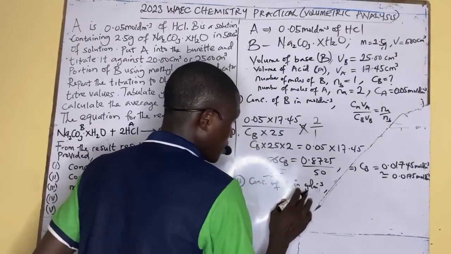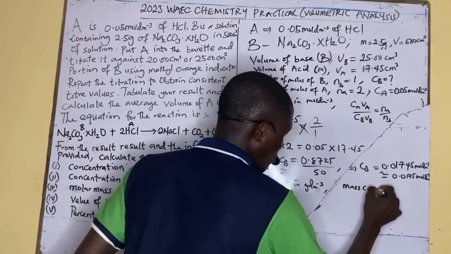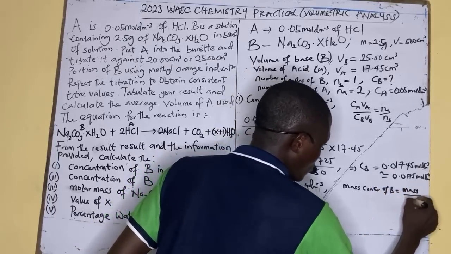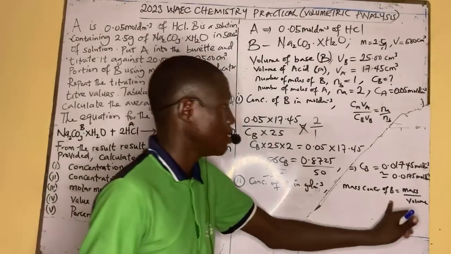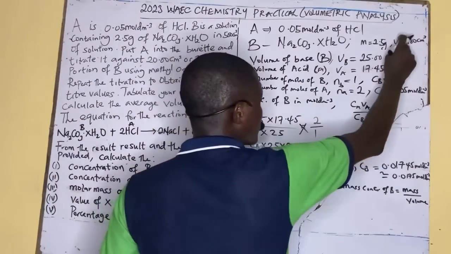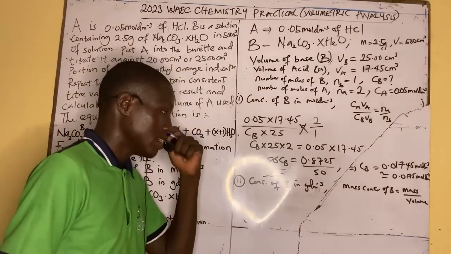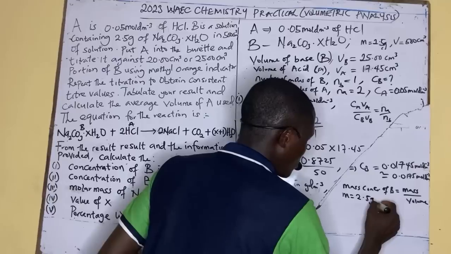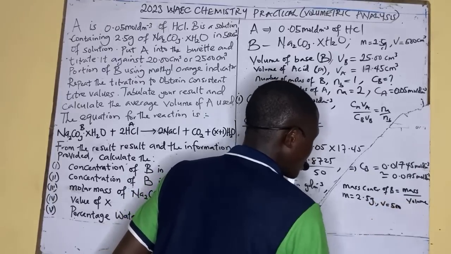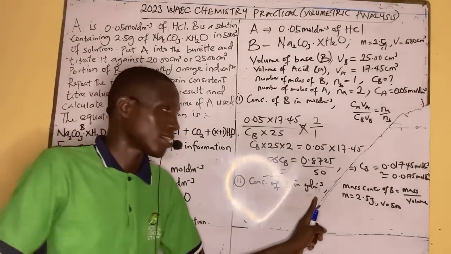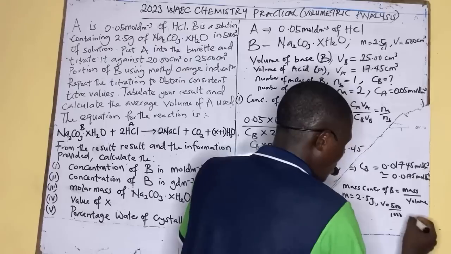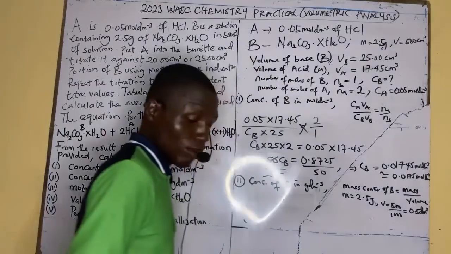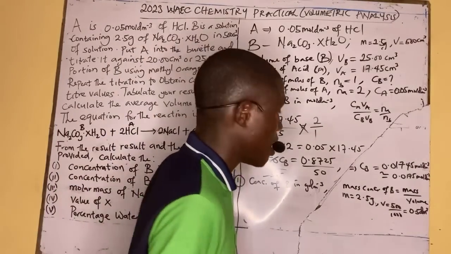So we are going with concentration in gram per dm cube, the same as mass concentration of B, which is equal to mass over volume. The mass is 2.5 gram and the volume is 500 centimeter cube. Note that it must be in dm cube, so we divide by 1000. 500 over 1000 is half, so that is 0.5 dm cube.